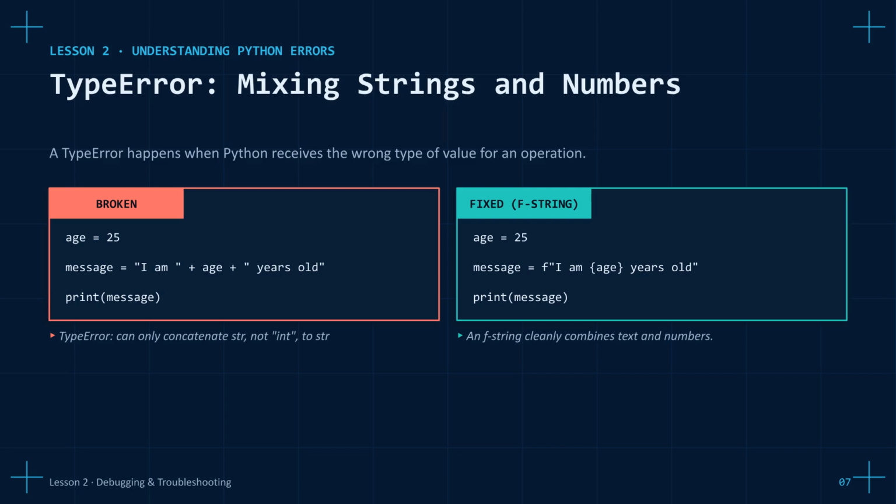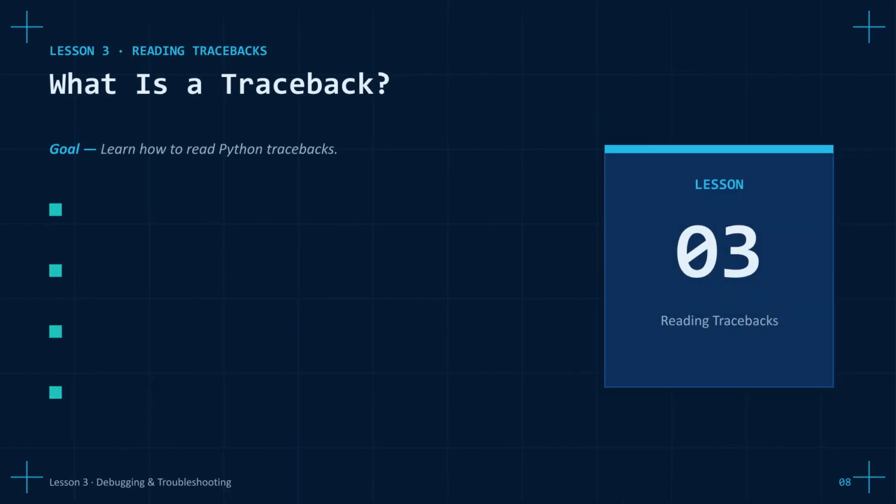Let's look at a type error. Python won't let you join text and a number directly, so building a message with concatenation often raises this error. The clean fix is an F string. By wrapping variables in curly braces inside an F string, Python handles the conversion for us, and the message prints correctly.